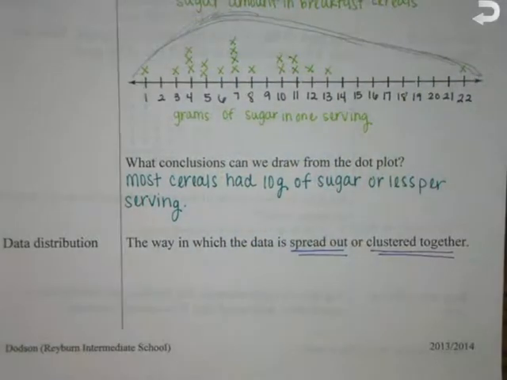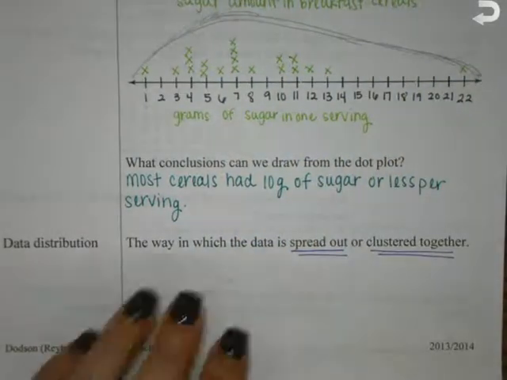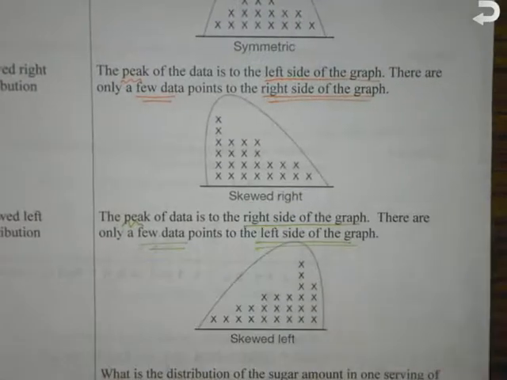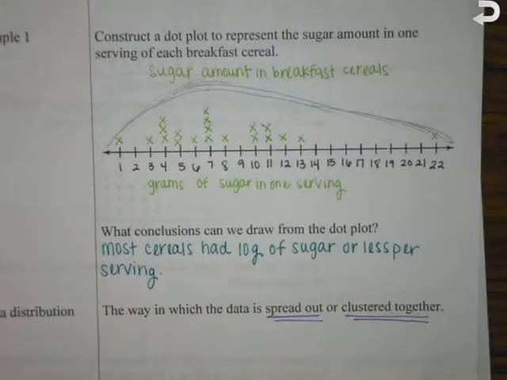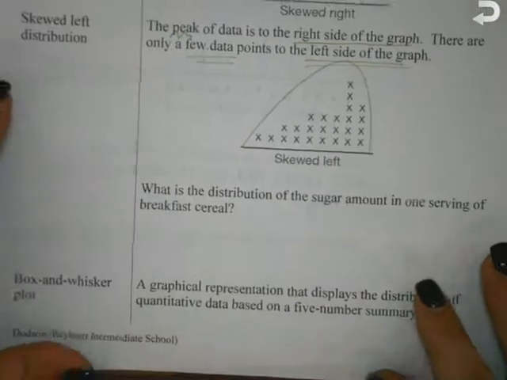Which way are we skewing? Yeah, we're skewing right. Most of our data, even though it's a little more distributed towards the end, still occurs on the left side of the graph. So our distribution of breakfast cereal is skewed right.